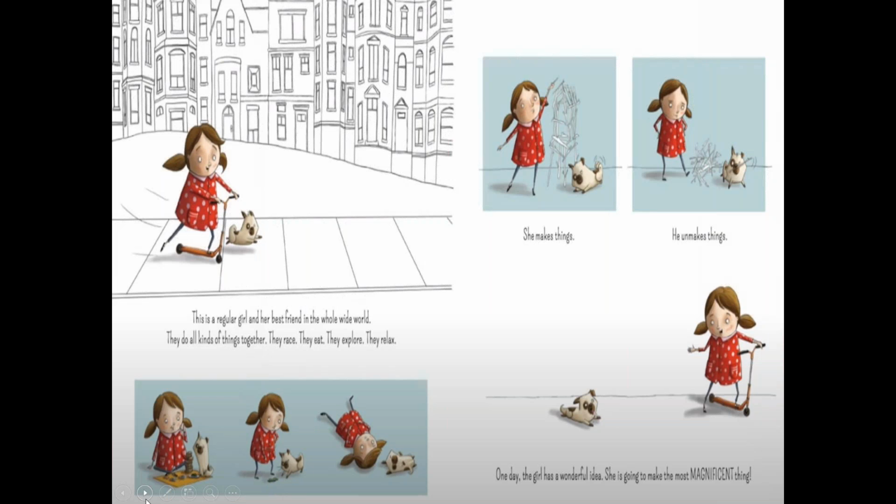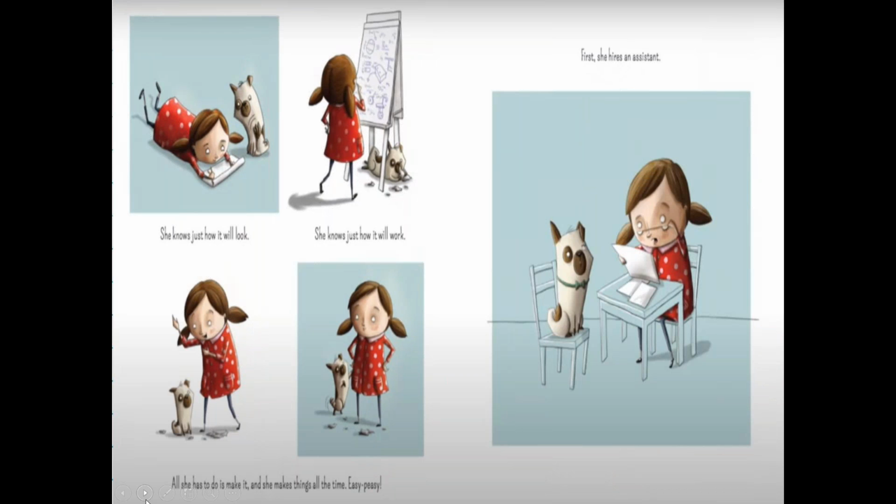So this is a regular girl and her best friend in the whole wide world. They do all kinds of things together. They race, they eat, they explore, they relax. She makes things, he unmakes things. One day, the girl has a wonderful idea. She is going to make the most magnificent thing. She knows just how it will look. She knows just how it will work. All she has to do is make it, and she makes things all the time, easy peasy.